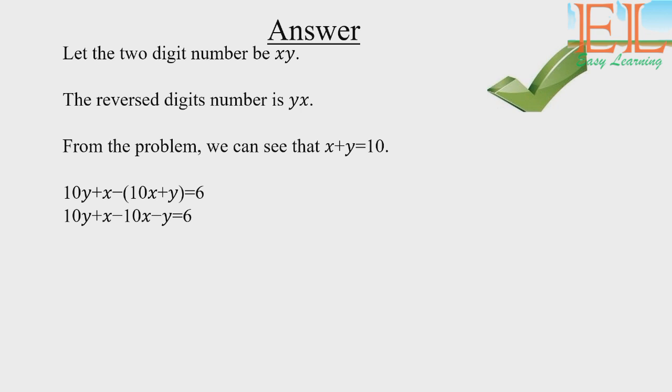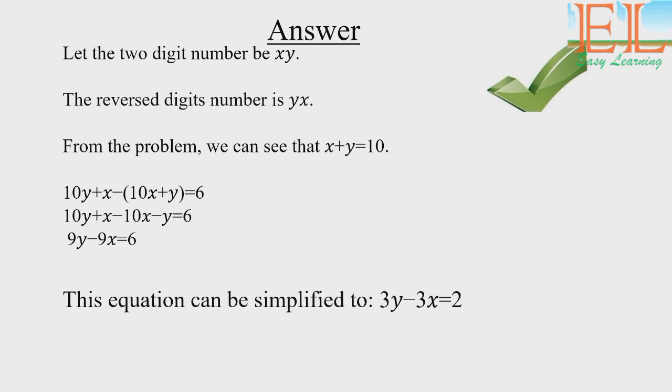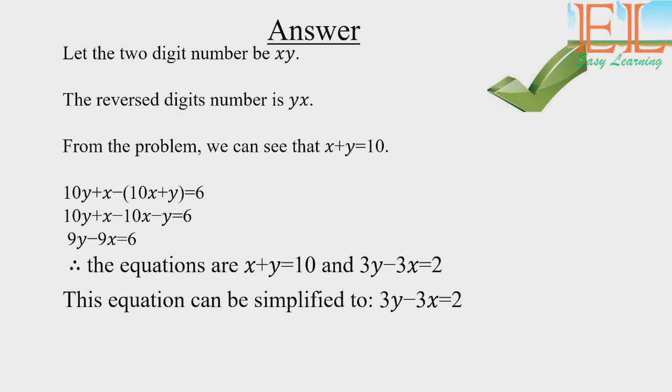So here again, I simplify. I'll have 10y plus x minus 10x minus y equals 6. And this gives me 9y minus 9x equals 6. And when you divide through by 3, you have 3y minus 3x equals 2. Now we have our second equation. And that is it. The two equations are x plus y equals 10 and 3y minus 3x equals 2. I know you got the same answers.